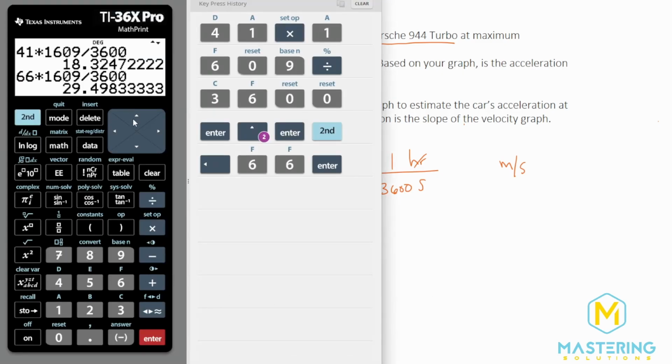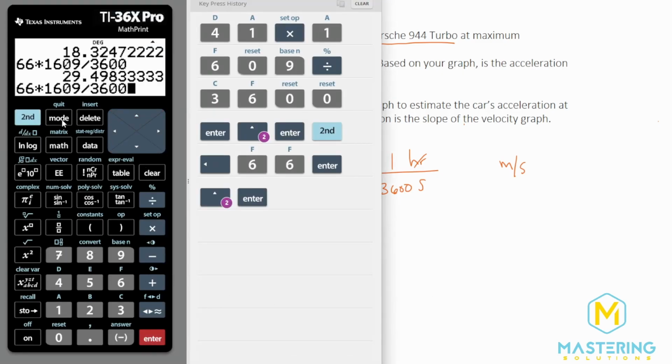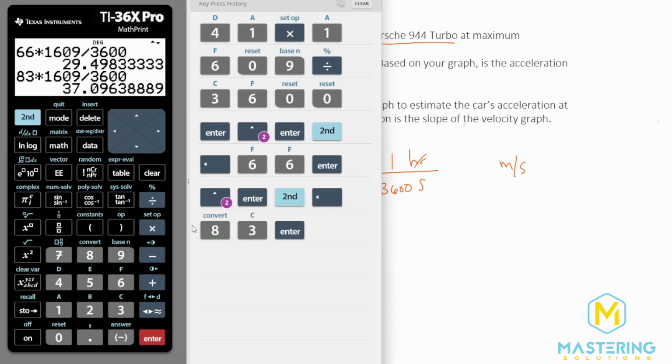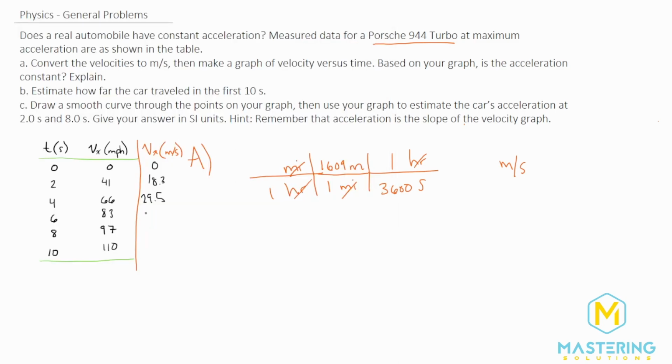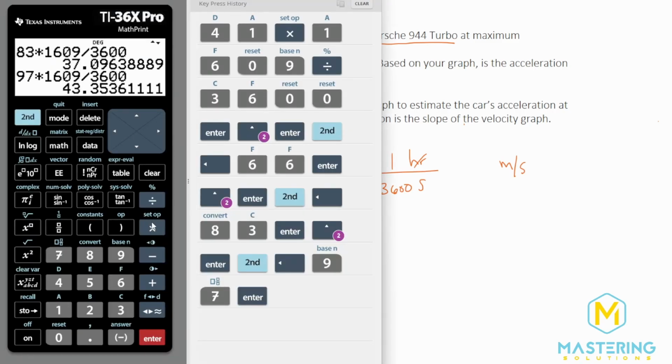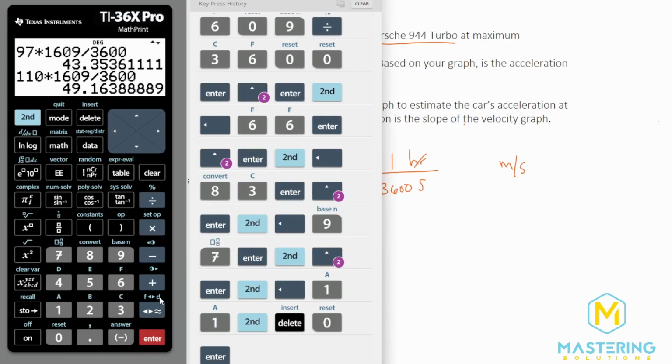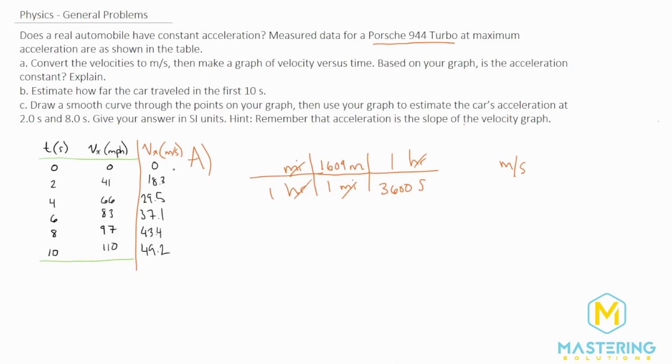We'll do the same thing with 83. 83 gives us 37.1. We'll round that up. 37.1. For 97, we have 43.4. And last one, 110, gives us 49.2. So here are all the velocities converted from miles per hour to meters per second.